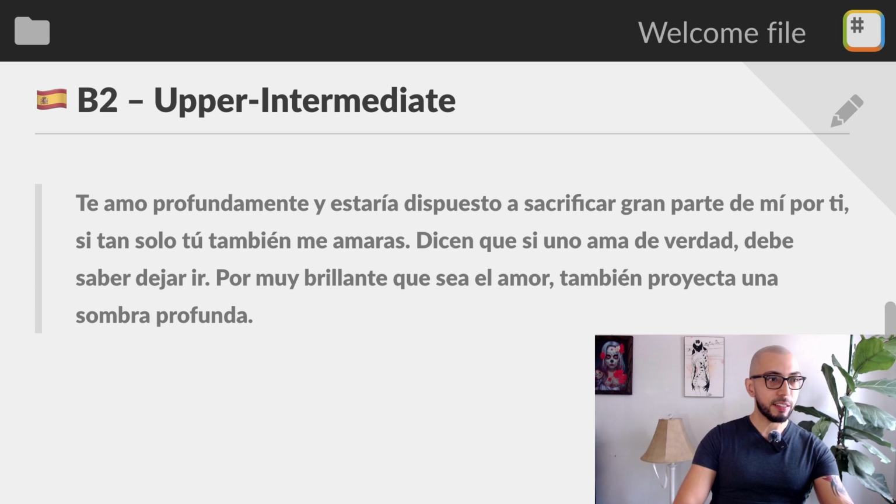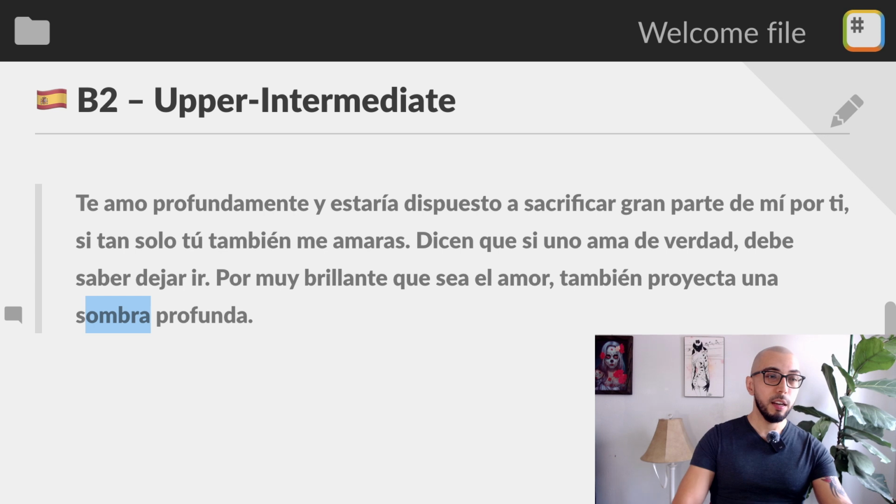So this first phrase of the sentence here, por muy brillante que sea el amor. Here we're seeing the subjunctive form. We see the trigger word que, right? And we see the subjunctive form of the word ser, sea el amor. También proyecta una sombra profunda. So, for as bright as love shines, it also projects a profound shade.